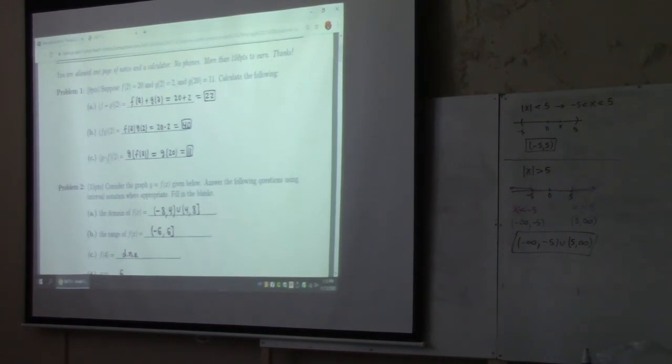G composed with f of 2 is g of f of 2. F of 2 is given to be 20, so that's g of 20. What's g of 20? Well, g of 20 is given to be 11. So that's 11. We have to think through function composition. It's not like A and B, where we add the values at 2 or multiply the values at 2. Function composition works a little bit differently.